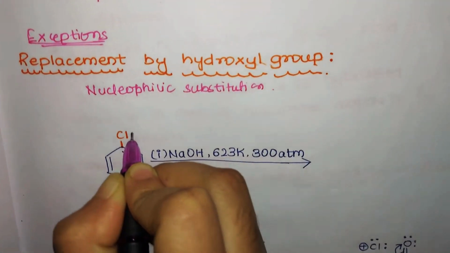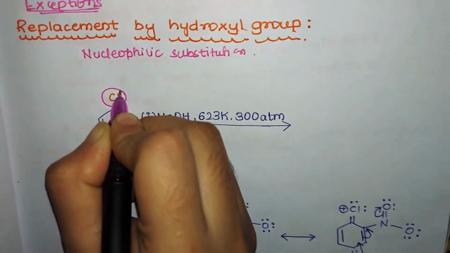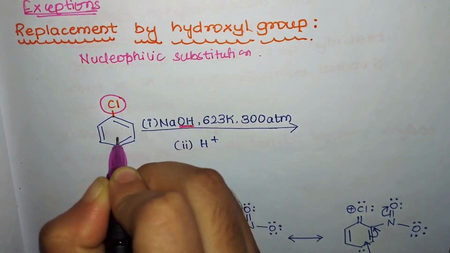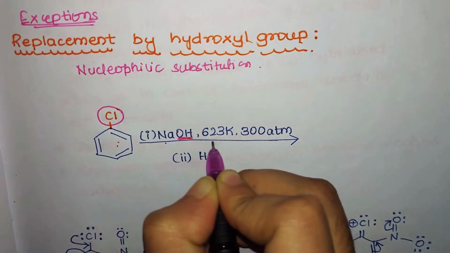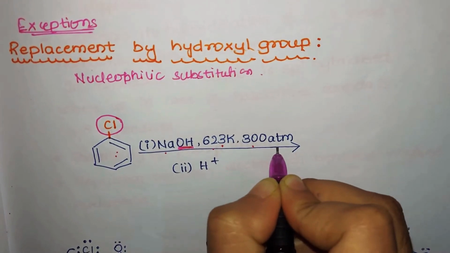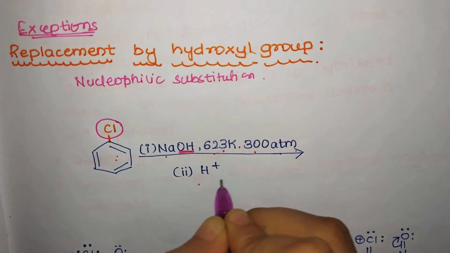So you can see here we have taken chlorobenzene. The nucleophile present here is Cl. And NaOH, in that the nucleophile present is OH. So the substitution means what? Cl will be substituted by OH. And the temperature required is 623 Kelvin, pressure 300 atmospheric, and even acidification is carried out.